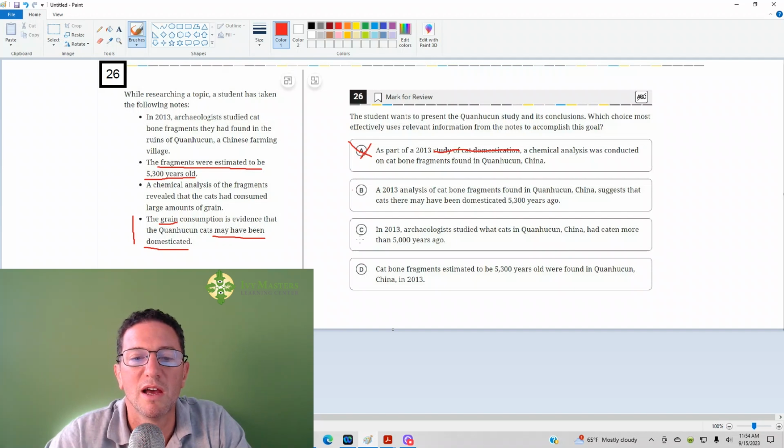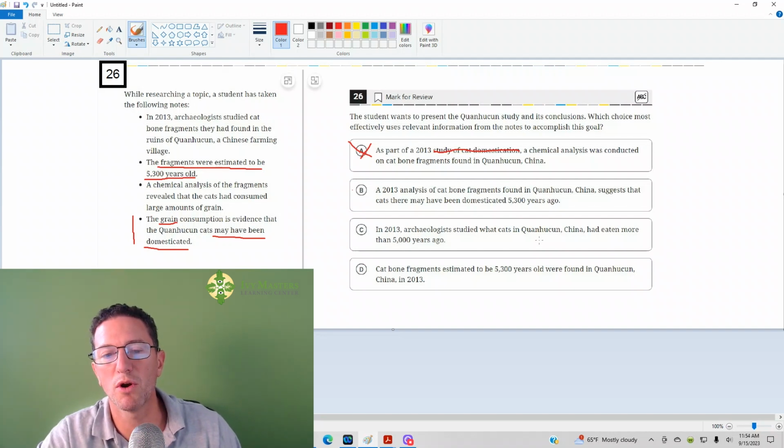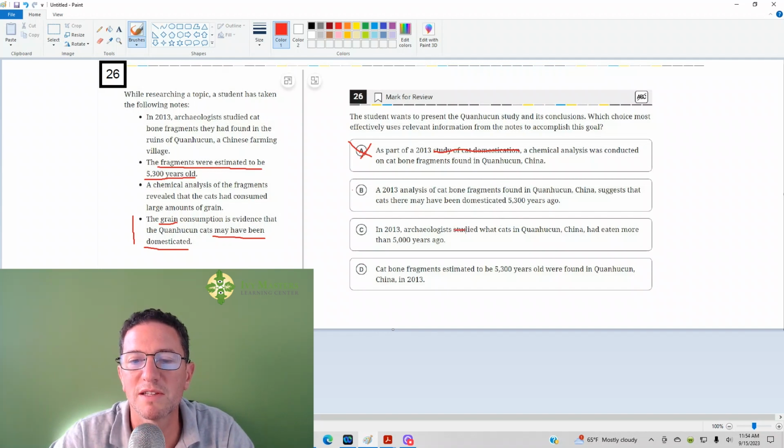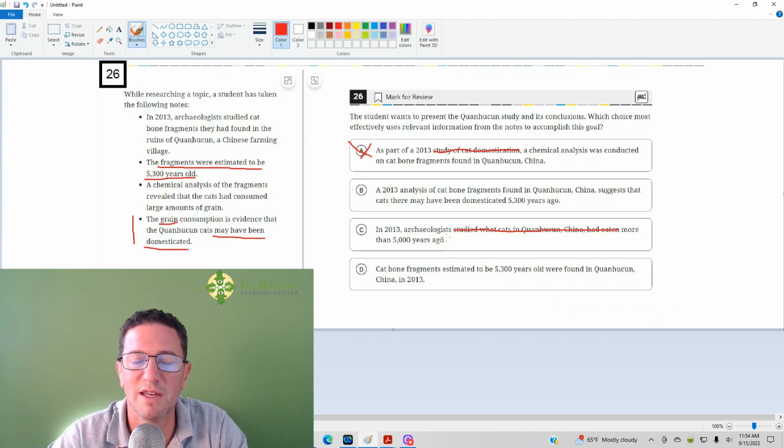Answer is C: in 2013, archaeologists studied what cats in Quanhucun, China had eaten more than 5,300 years ago. But they were not studying what they were eating. They were just studying the bones, and they're like, oh, looks like they were eating grain, and then reached their conclusion based on that. Also, study of cat domestication, that's the premise, not the conclusion. Study what cats in Quanhucun, China had eaten. Again, that's a premise, not the conclusion.